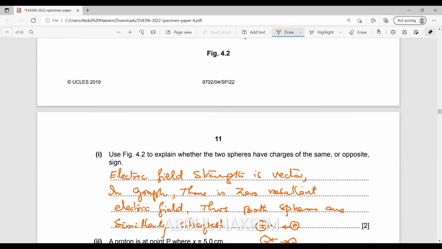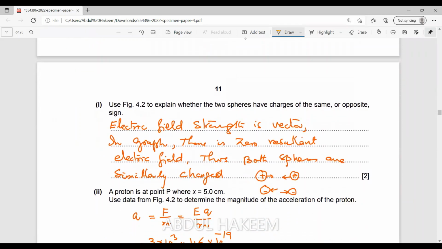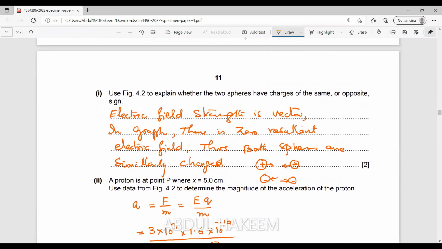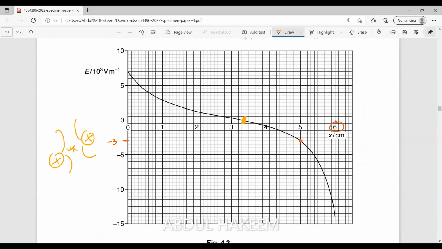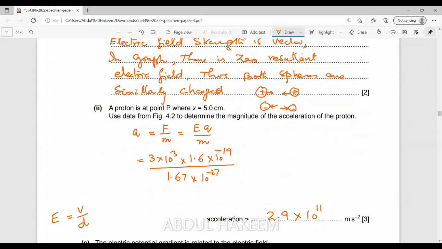Now the question is, use the figure to explain whether the two spheres have charges of the same or opposite sign. Electric field strength is a vector. In the graph, there is a point of 0 resultant electric field. Thus, both are similarly charged, because when they are similarly charged, there will definitely be a neutral point with no field. So either both are positive or both are negative.